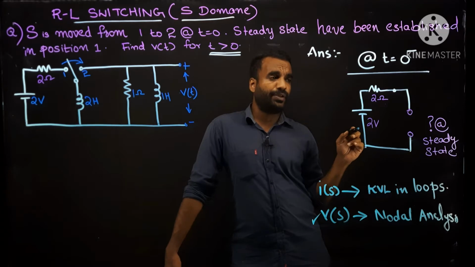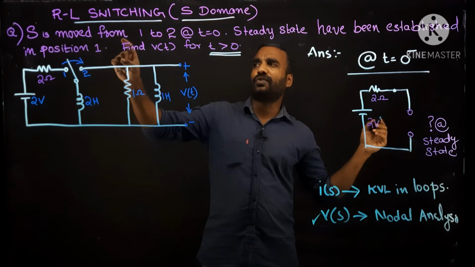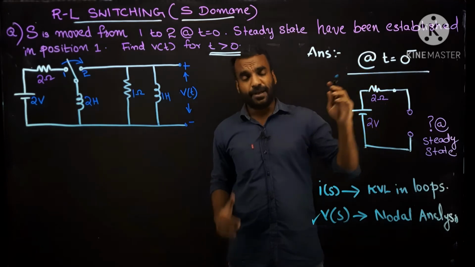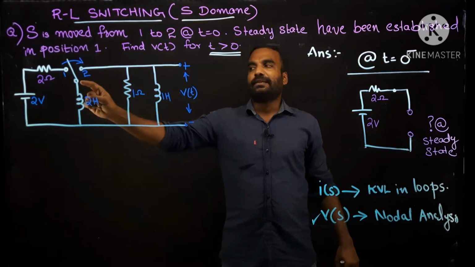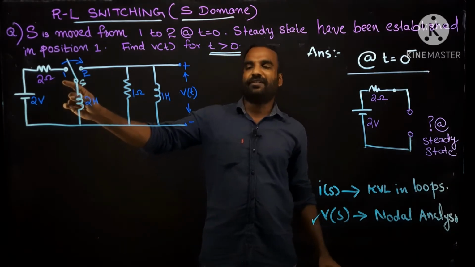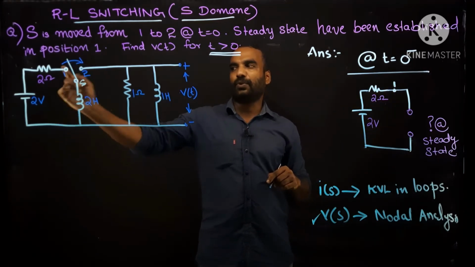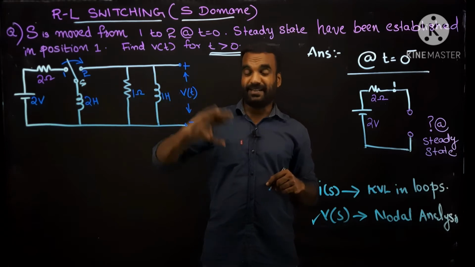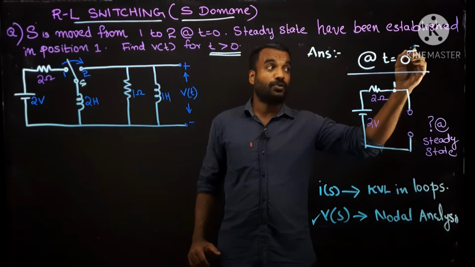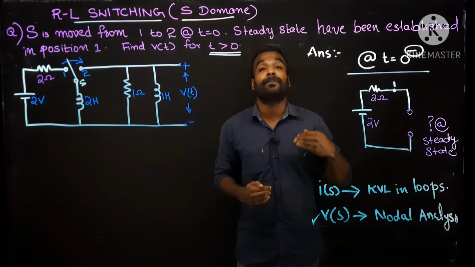Initially, I want to check the initial condition. I know the switch was moved from 1 to 2 at t is equal to 0. So what about t is equal to 0 minus? Before that switching, this switch S was connected to position 1. This is position 1. So this was the only circuit; the other circuit was not connected initially. So I am drawing an equivalent circuit at t is equal to 0 minus, just before switching.